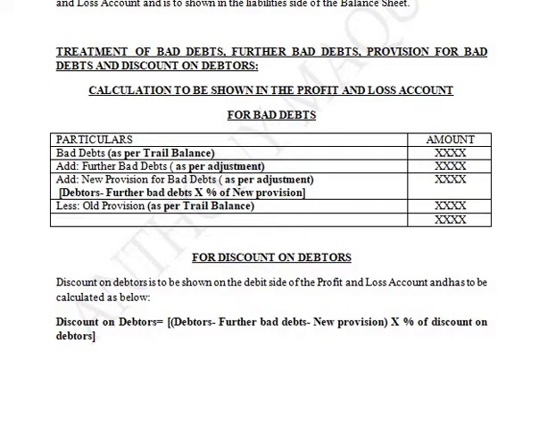Remember, these items will depend upon the information as given in the question itself. For example, if there are any further bad debts in the problem, then you have to minus the further bad debts from the debtors, and if there's any new provision, you have to minus the new provision from debtors to calculate the amount of discount on debtors.